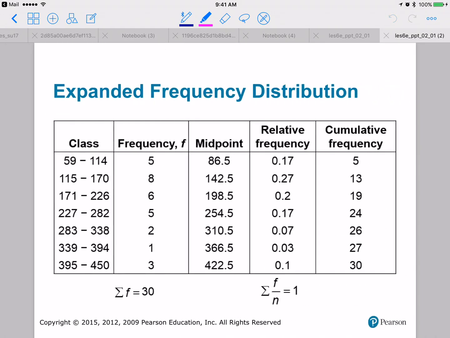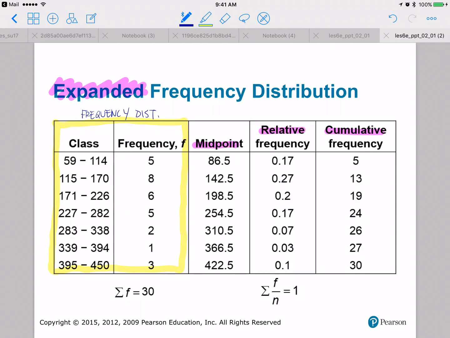And we can form here, now that you've got your midpoint, your relative frequency, and your cumulative frequency, this chart is now called your expanded frequency distribution. Now, just in general, if you just have this beginning part right here, that is just your frequency distribution. But once you add all of this information, it is your expanded frequency distribution.